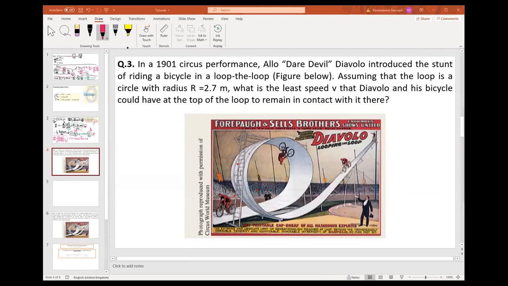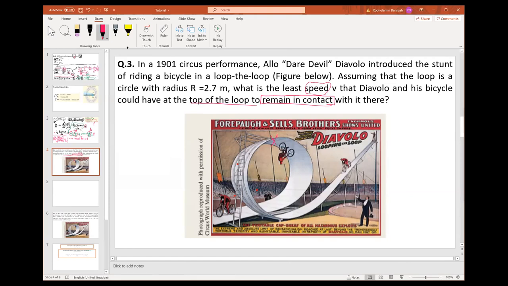Okay, the question says you need to find the minimum speed. Speed means the magnitude of the velocity vector at this point, which is the top of the loop, to keep the contact between the bicycle wheels and the loop. This is the condition, remaining contact.